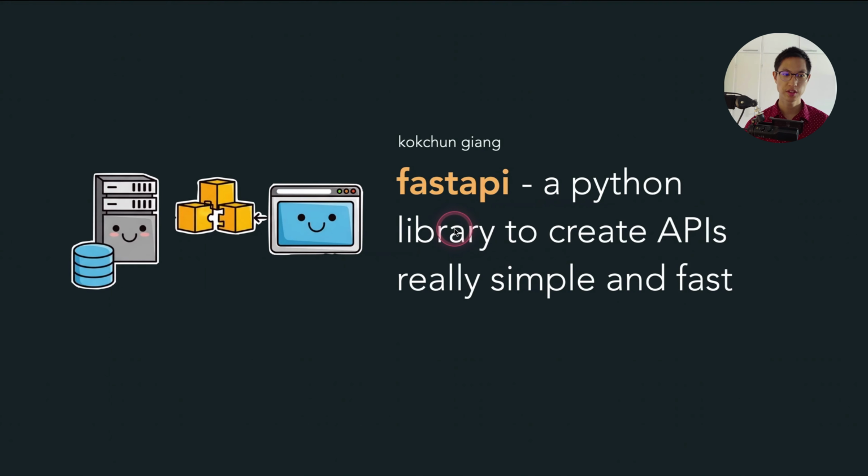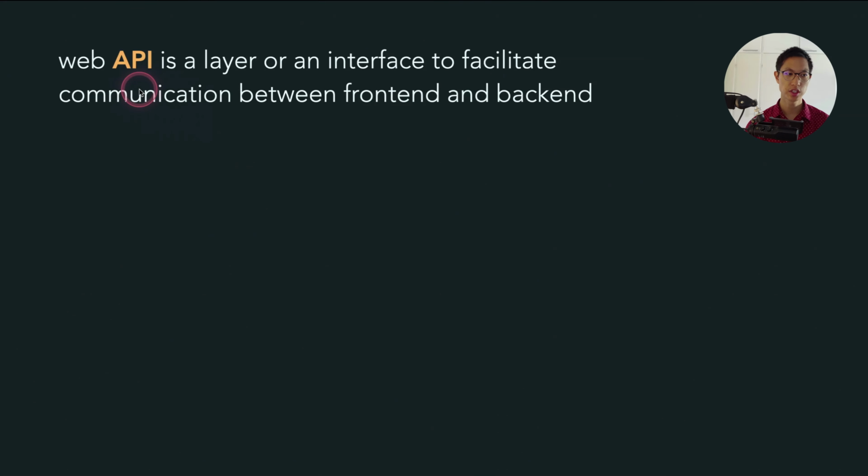Here we are in the slides. FastAPI, a Python library to create APIs really simple and fast. Let's take a look into this. We start talking about Web API. A Web API is a layer or an interface to facilitate communication between front end and back end. And then we're talking about REST API.